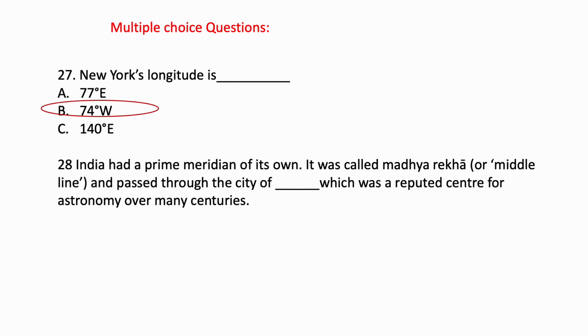Next one, India had a prime meridian of its own. It was called Madhya Rekha or middle line and passed through the city of dash, which was a reputed center for astronomy over many centuries. Option A, Kochi. Option B, Mumbai. Option C, Ujjain. Correct answer is option C, Ujjain. This was a reputed center for astronomy over many centuries.